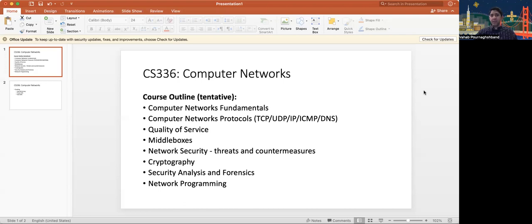We will spend some time talking about the security aspect of networks, some of the attacks and some of the countermeasures or defense mechanisms. We'll talk about cryptography, although it will be a very brief introduction to cryptography. And we'll talk about, of course, network programming. That would be the main project in the course, talking about socket programming and low-level network programming.